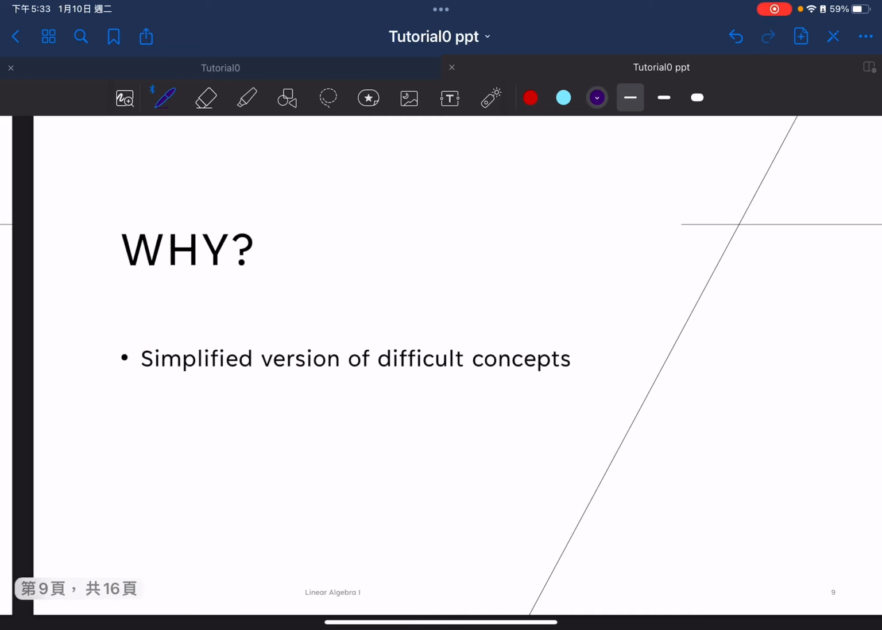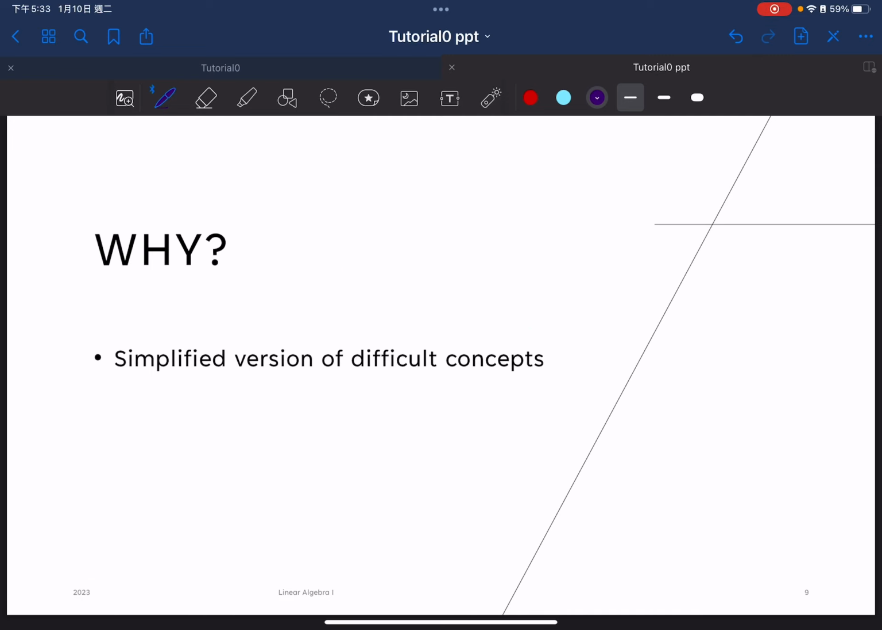Another point is to have a simplified version of difficult concepts. I'm not sure which background you are in. You can be from a math department, from statistics, from economics, from many different faculties. I don't know. But if you are learning math, math is very difficult. Let's just admit it. Math is difficult, right? For me, I can't learn math very well.